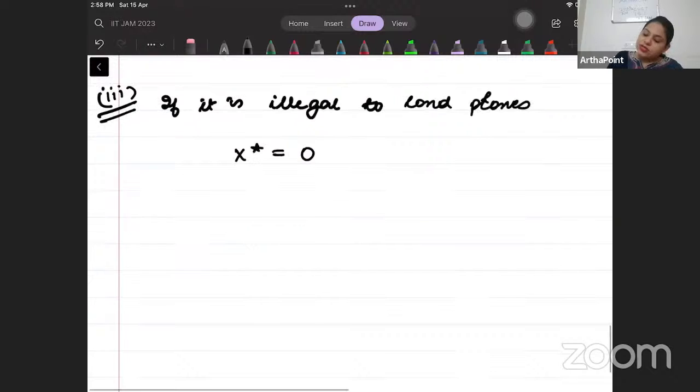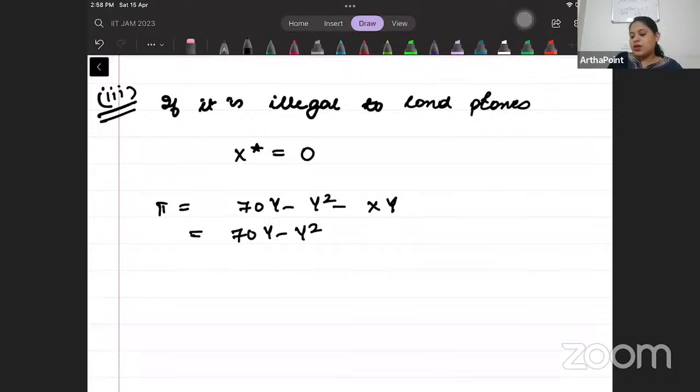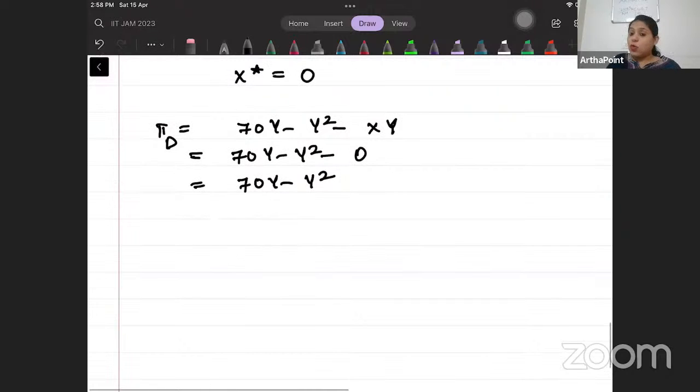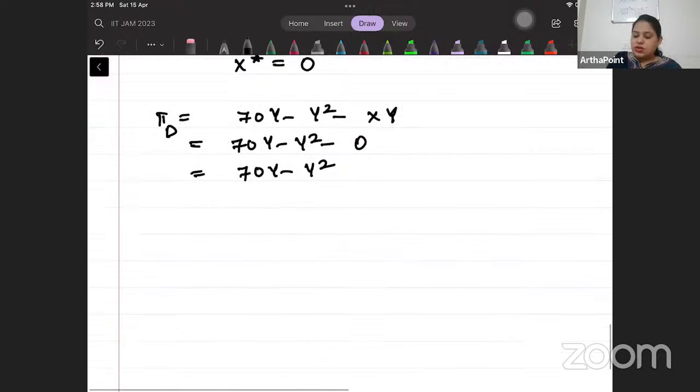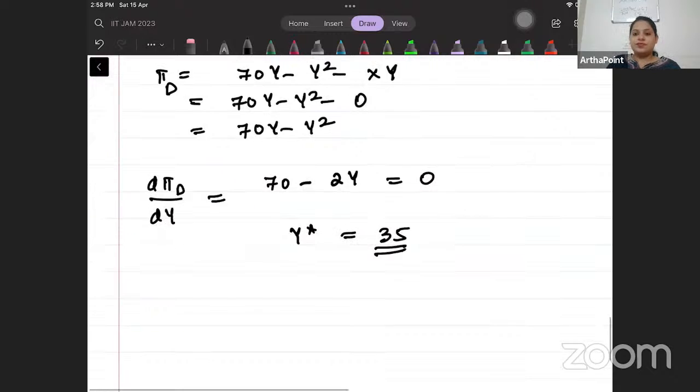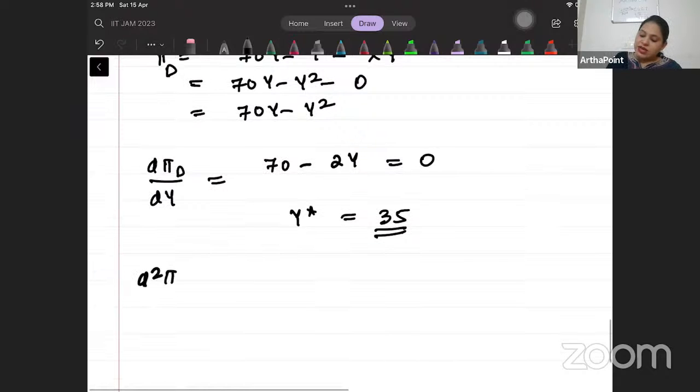So the profit function was 70y minus y square minus xy. X is 0 now. So 70y minus y square minus 0, so 70y minus y square. This is the profit function of the developer. He wants to maximize his profit. So dπ/dy will be 70 minus 2y. He will equate it to 0. So y star will be 35. Please do the double derivative also. Second derivative is minus 2, less than 0. Therefore maximum.